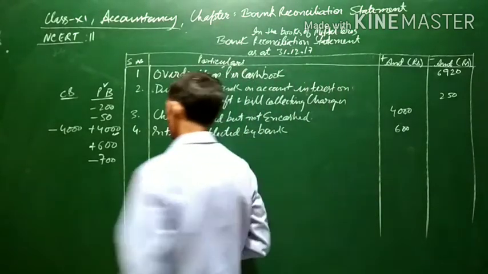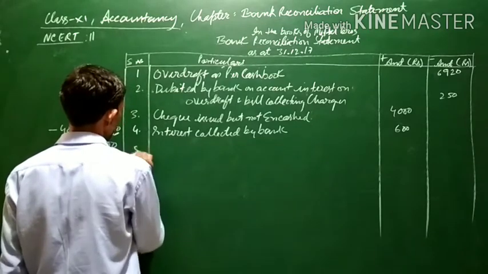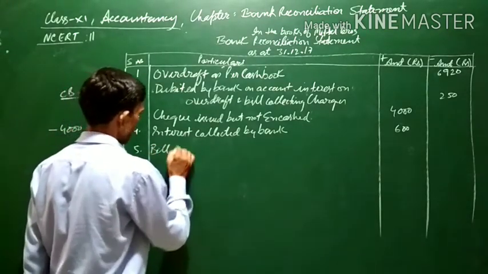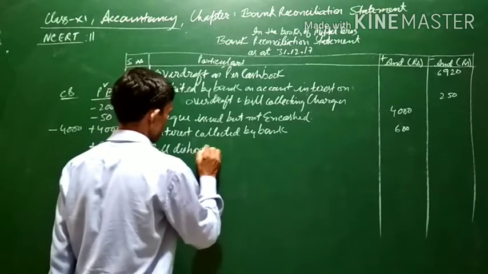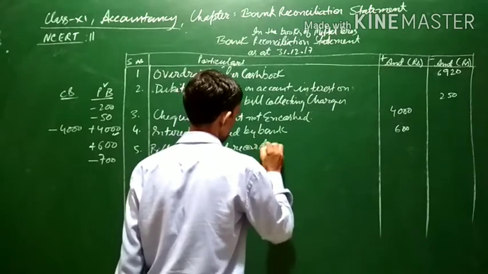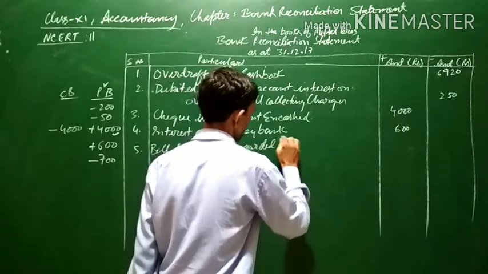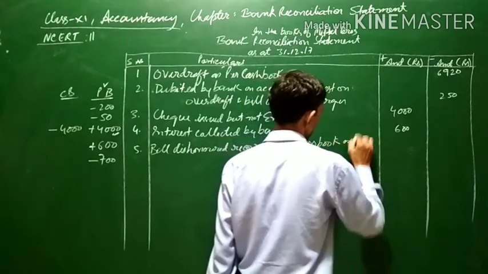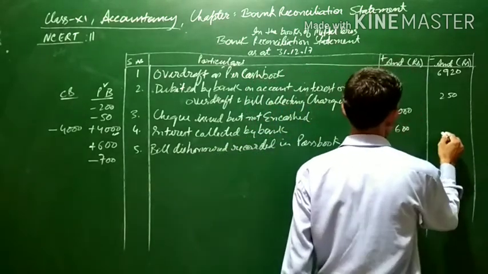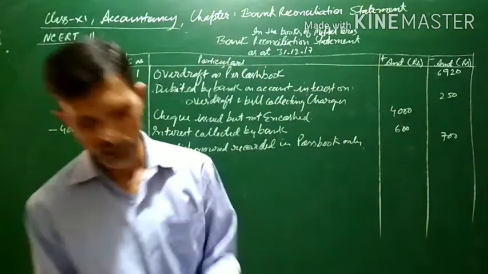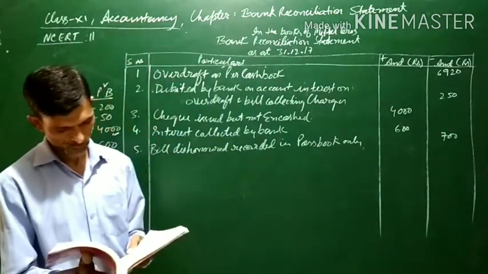So we will write: bill dishonored, recorded in passbook only. In the passbook only, 700 minus balance will be reflecting. So we will be writing this 700 in the minus column also.